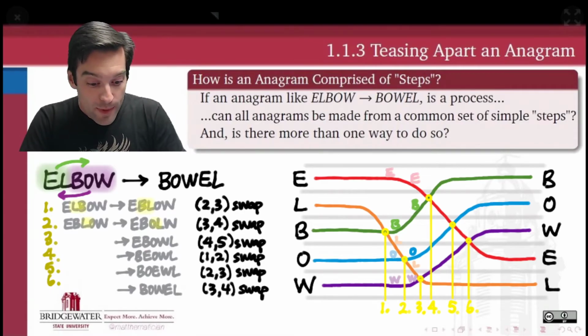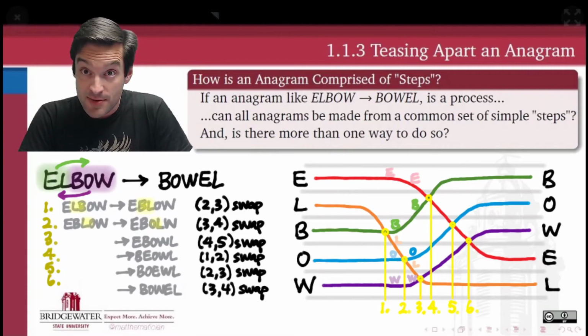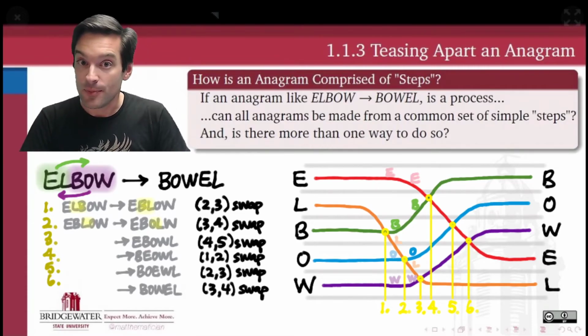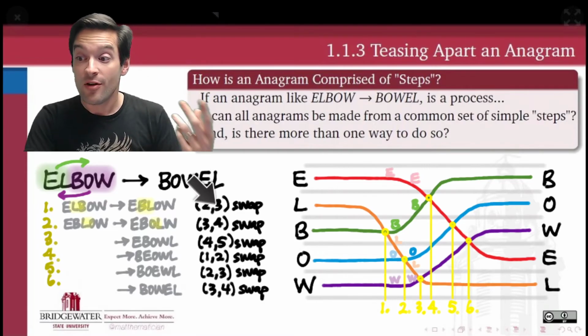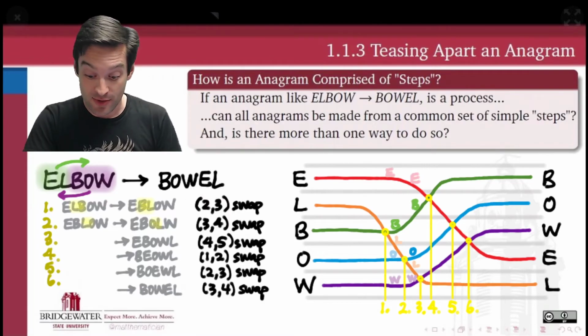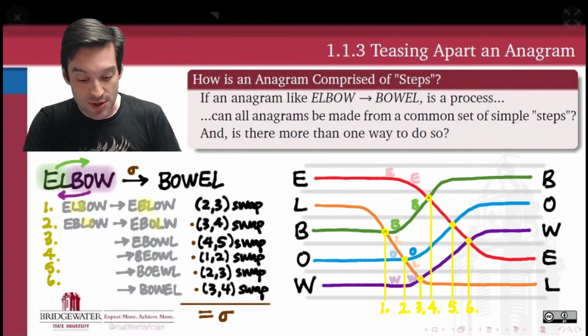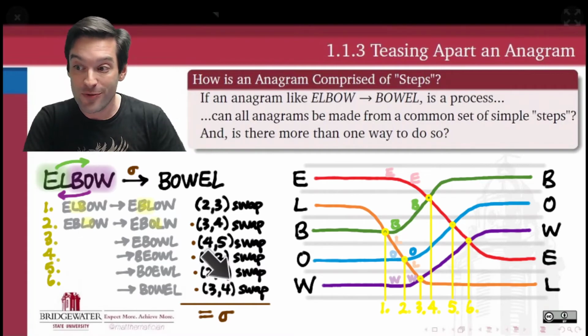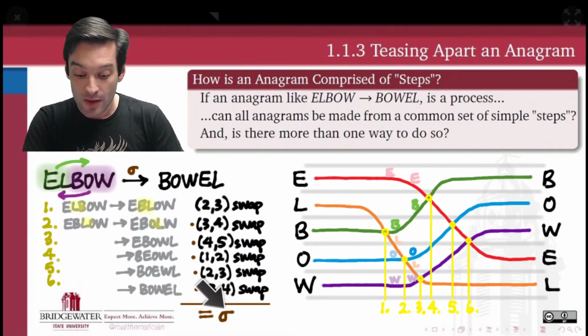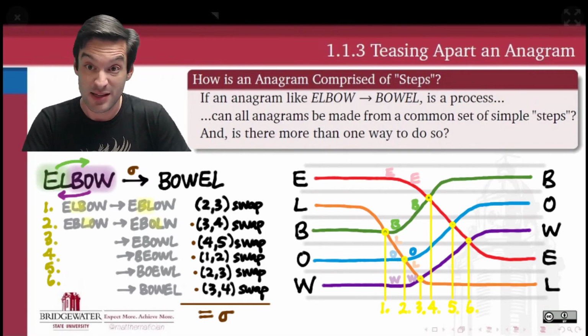So, what did we learn about this process? How can we take each of these individual steps and stick them together into the full anagram? Well, that's nothing more than a composition of doing each of these swaps followed by the next, and so forth. So the composition of a 2-3 swap followed by a 3-4, followed by a 4-5, then a 1-2, then a 2-3, then a 3-4, all of those taken together, collectively form the anagram which we called sigma, that turns elbow into bowel.